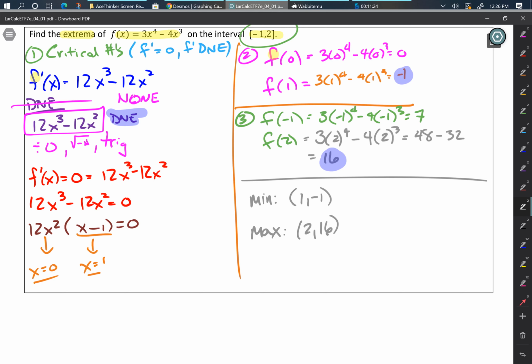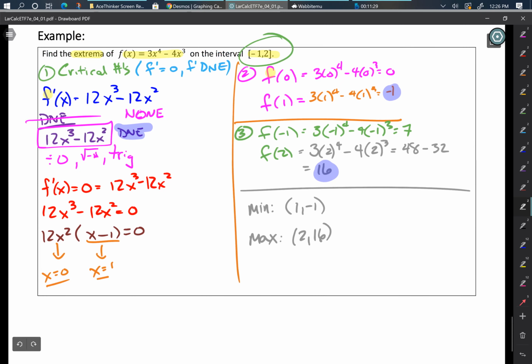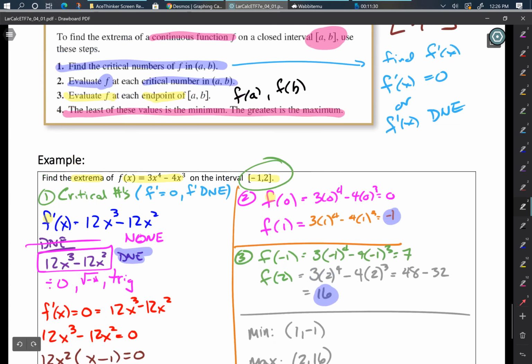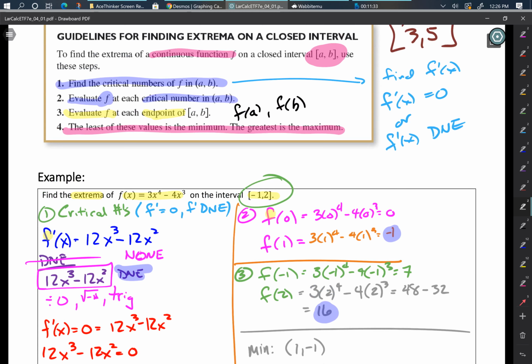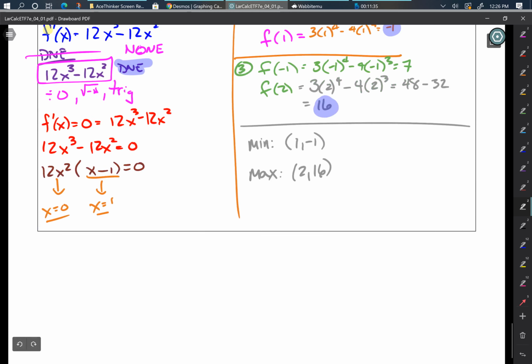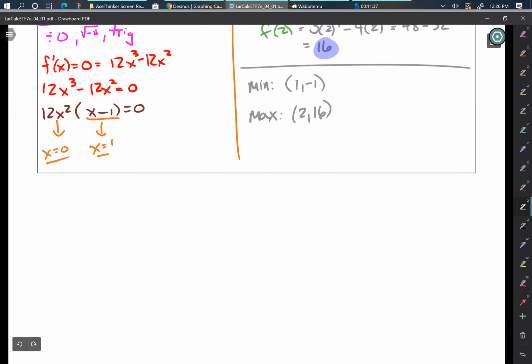I feel pretty good about this. I found the extrema. Since it is a closed interval, I'm looking for the absolute max and the absolute min. I like this. This brings us to the end of section 4.1. Next video will be section 4.2.